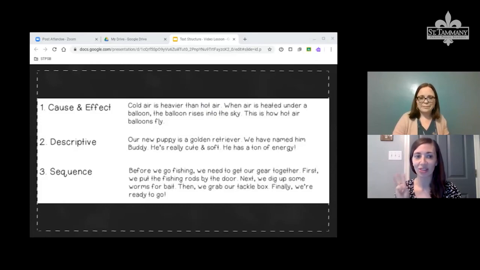And finally, our third example was sequence, and they gave us lots of those clue words. Before we did this, then we did this, next we did that, finally we did this, right? So we put all those events in order in that text. Guys, you did really great today talking to us about text structure. You learned all 5 of them and some really great hand motions to go with it.